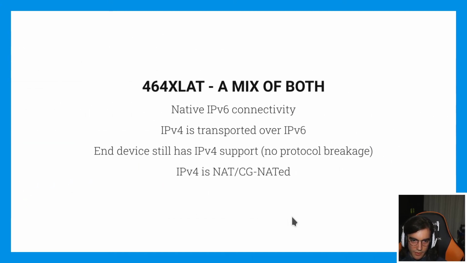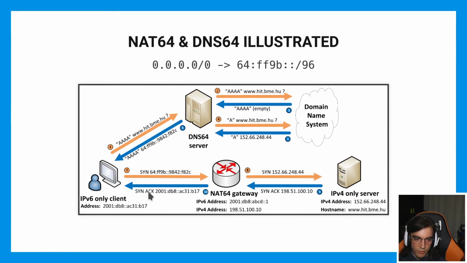Then you have a special case called 464XLAT. I'm not going to talk about this one much, but it's widely used in mobile networks, and it's quite possible that some of you on your mobile phones are using 464XLAT right now. What 464XLAT does is it provides native IPv6 connectivity, but it also gives IPv4 connectivity over the IPv6. So it's a bit like the other one where you can still access IPv4, but because in DNS64 you only have an IPv6 address, it means that if something is expecting an IPv4 address, it won't work.